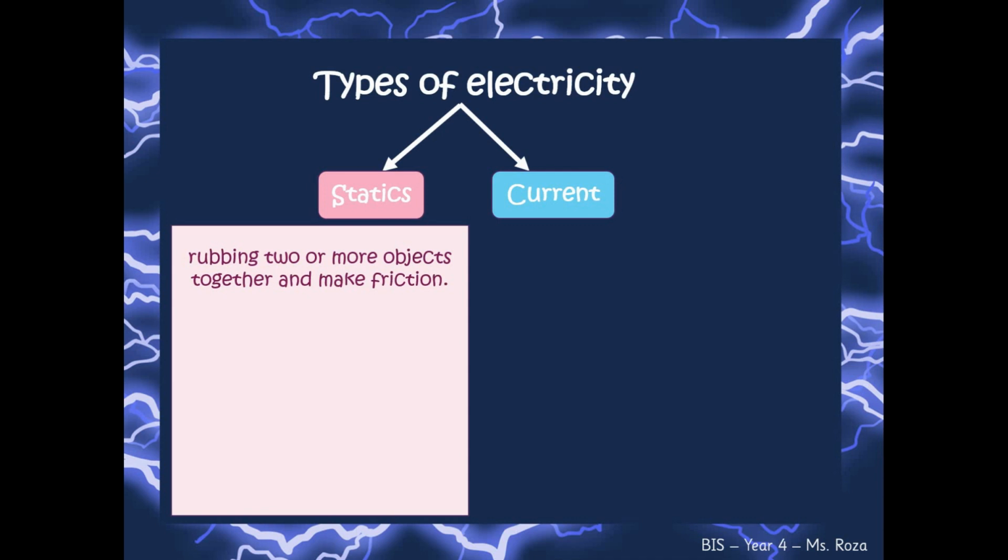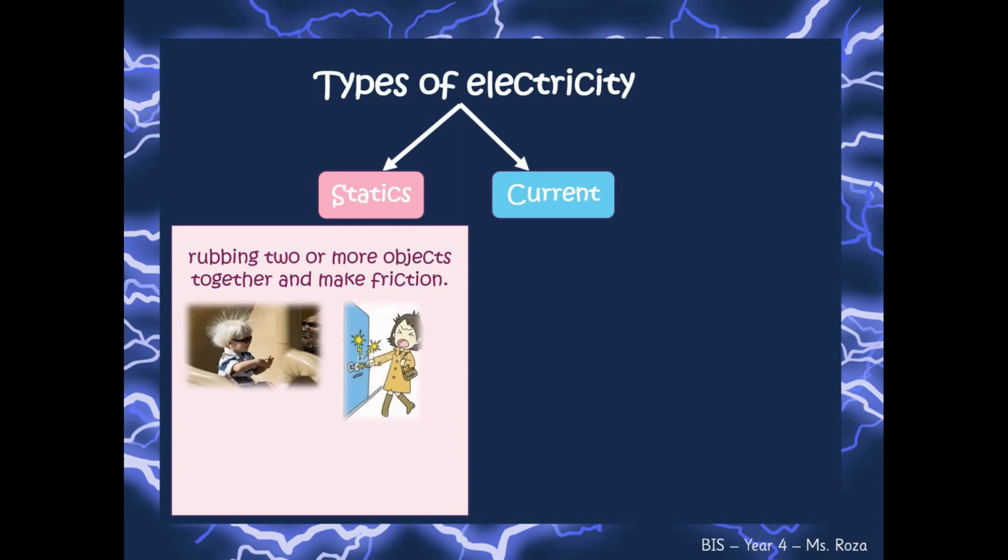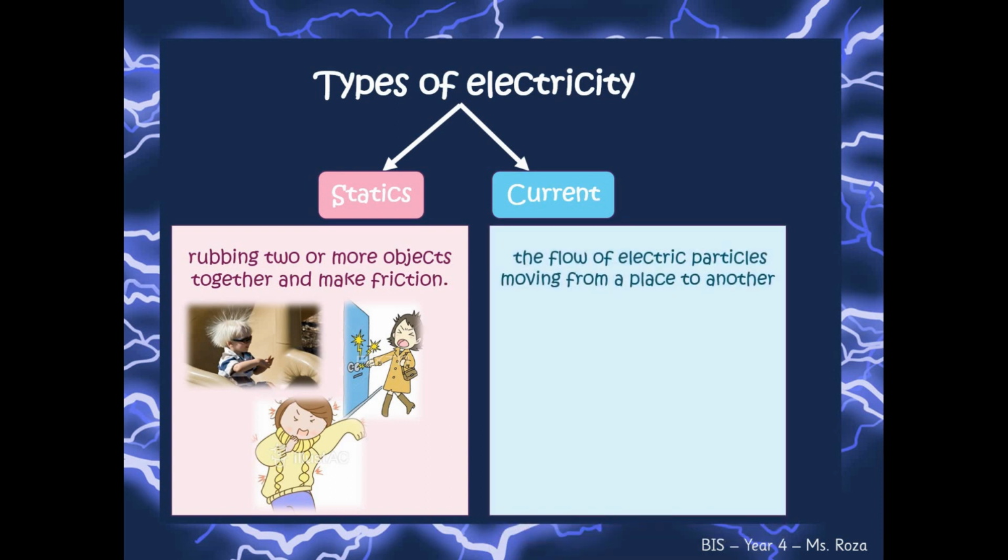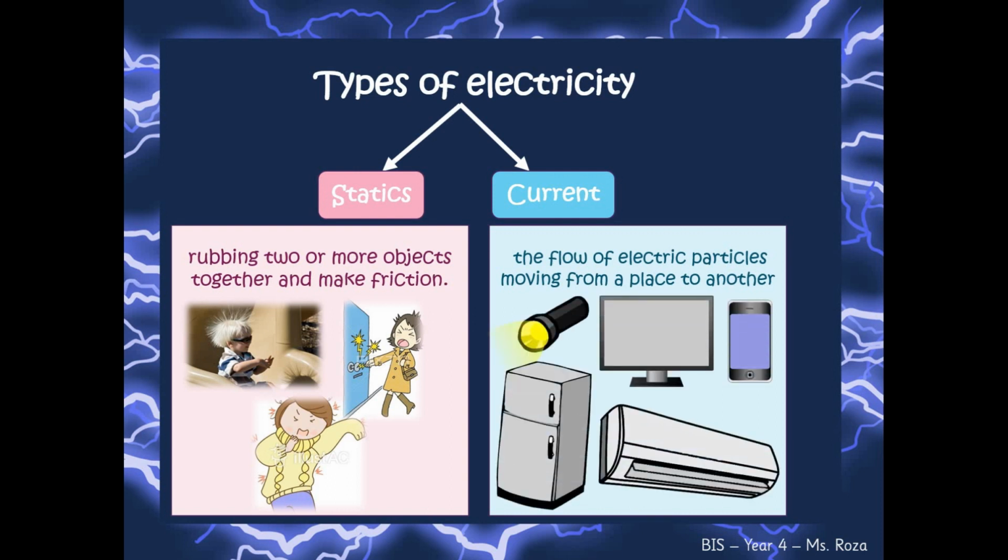Static electricity is created from rubbing two or more objects together and making friction. It's just like when you comb your hair and there's friction, or when you touch the door handle, there's a little sting to it. That's the electricity. Or when you wear clothes, you feel little stings here and there, strings of electricity. That's static. But current electricity is the flow of electric particles moving from one place to another. It's the type of electricity that we have in our flashlight, TV, laptops, phones, fridge, and air conditioners.